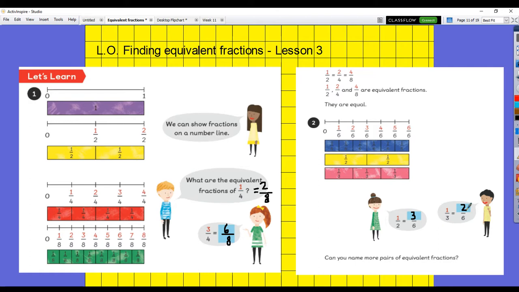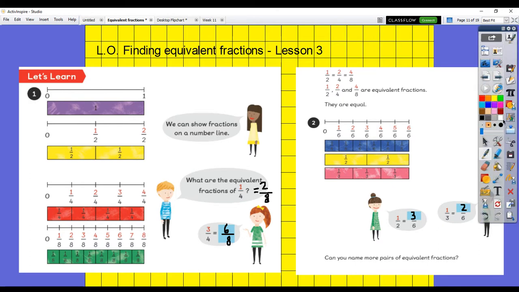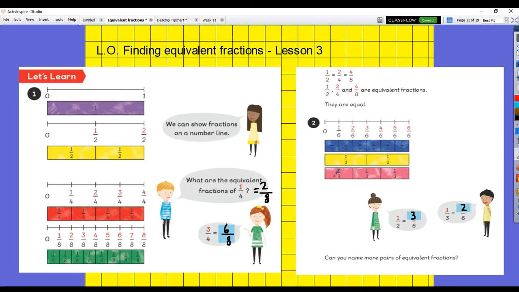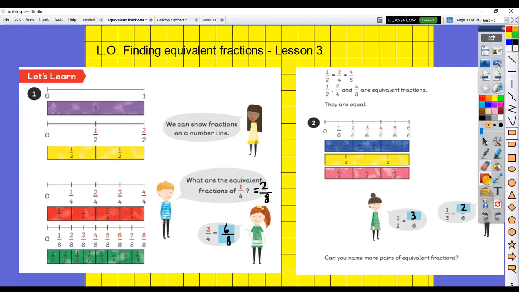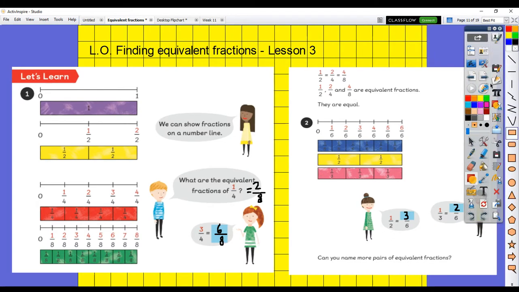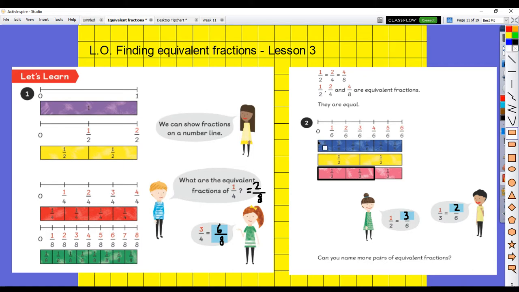Okay, you can pause the video here and see if you can name any more equivalent fractions. Off you go. Okay, welcome back. I hope you managed to find some. Okay, I can see here that 2/3, if I get my square, I think that's quite clear when I have my square. 2/3 is not equivalent to a half, but it's also equivalent to 4/6. Okay?